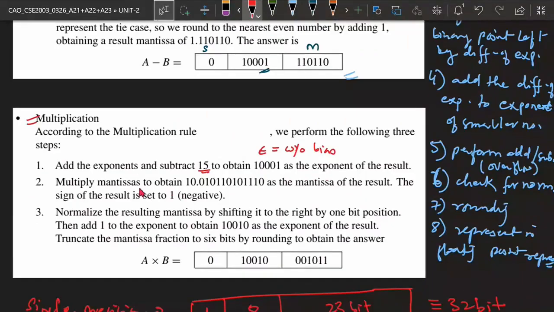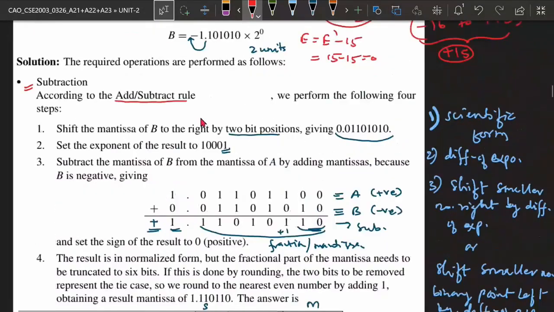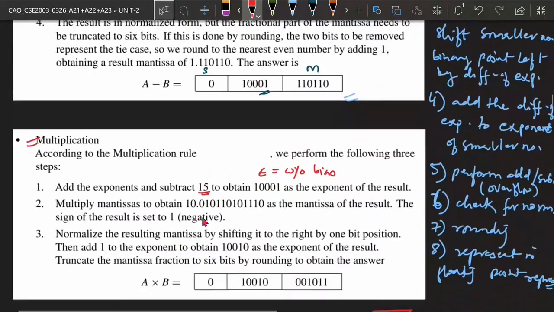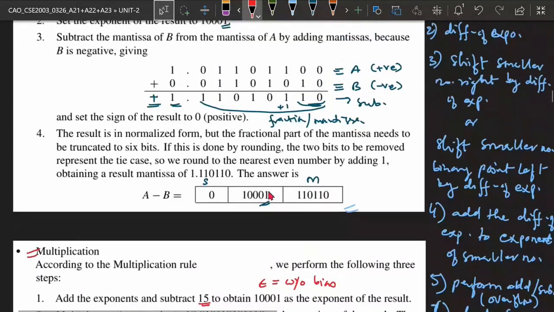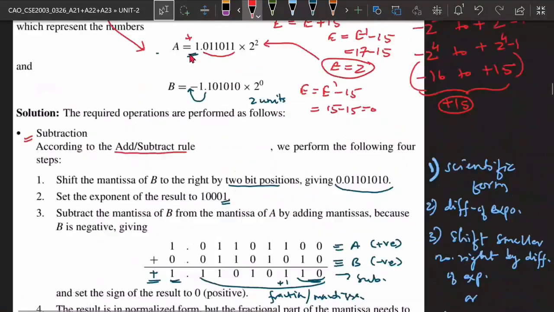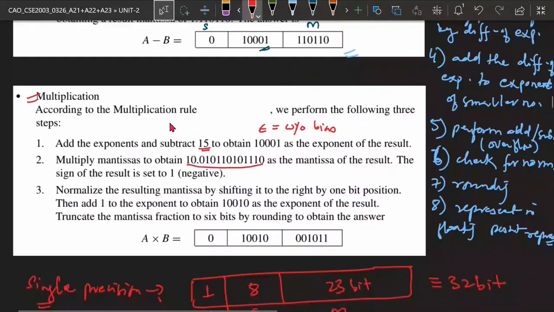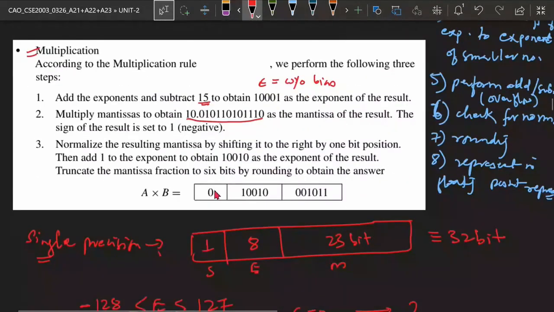And then we will be multiplying the mantissa. So we need to multiply the mantissa values, the whole numbers, this one and this one. After multiplying, we get the result like this. In terms of sign, one number is negative and one is positive, so the sign will be negative. Once we represent it in floating point representation, the sign bit should be negative, so here it is 1. And this is the mantissa.